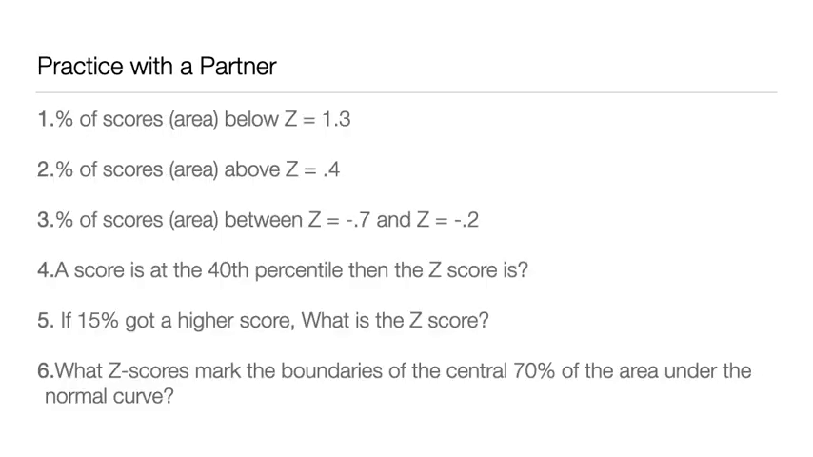So if you were in class, this is our practice with a partner that we did in class. We had 6 different questions that I wanted you to do, and I'm going to go through the answers here as a way to remind us how we could do these different kinds of problems.